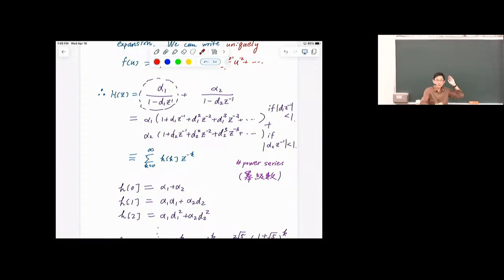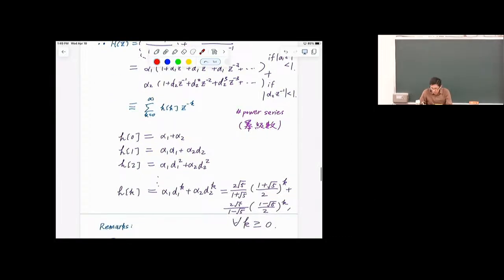But if there's an equality, then every term has to be the same. Every coefficient, h0, the first coefficient, has to be equal to the first coefficient. The second coefficient has to be equal to the second coefficient, and so on. Okay? So therefore, we have a general expression. Finally, we have a general expression back in the time domain. That's the fun part.